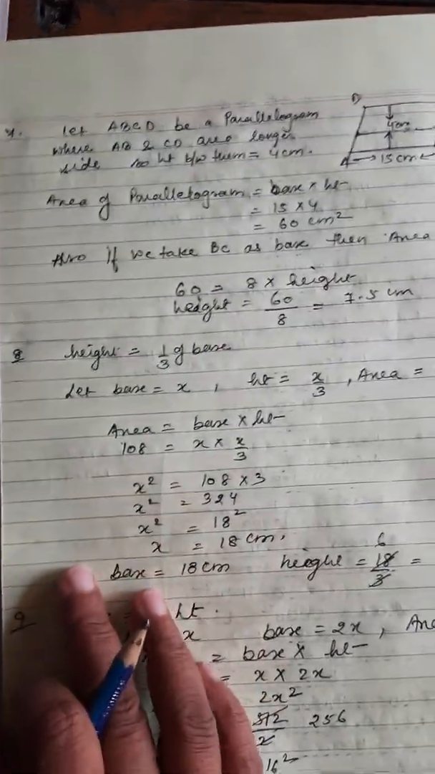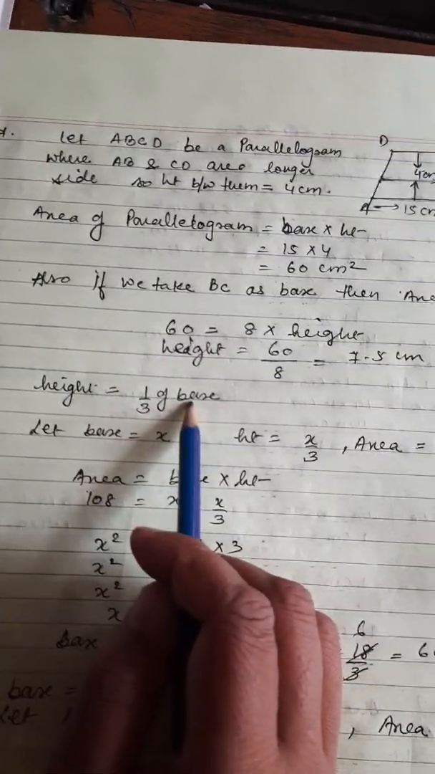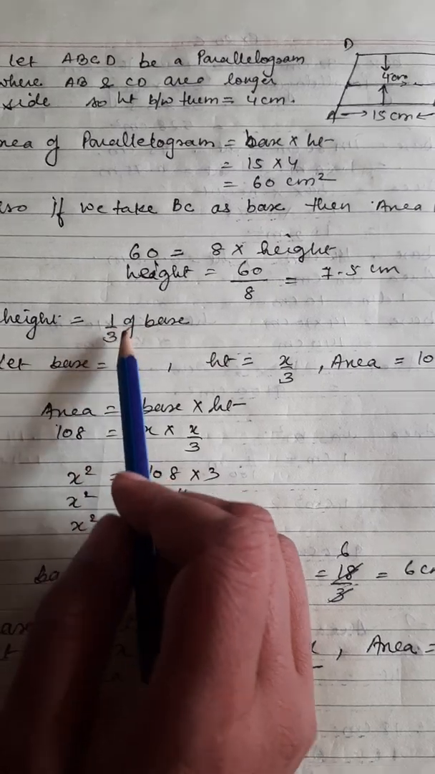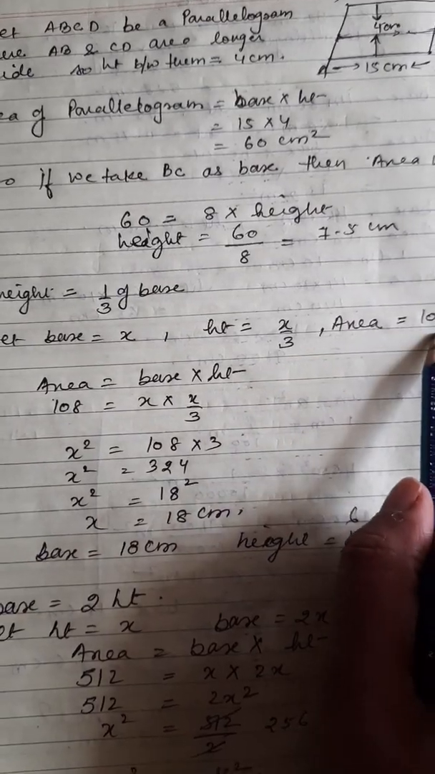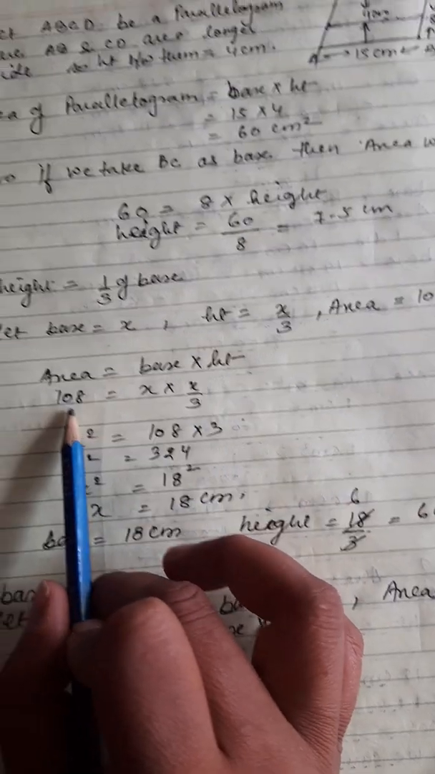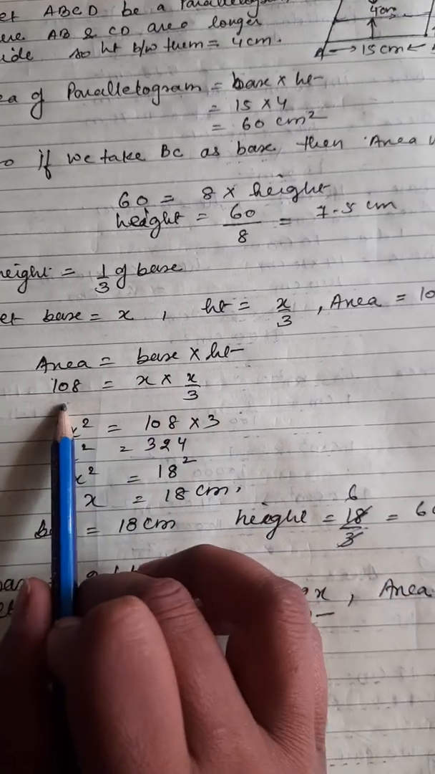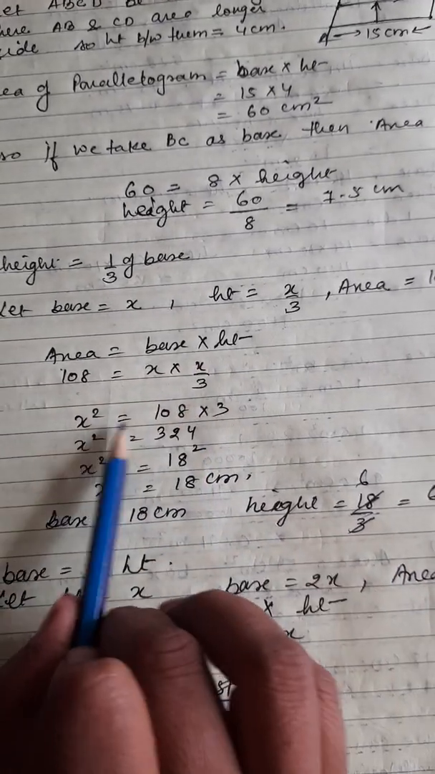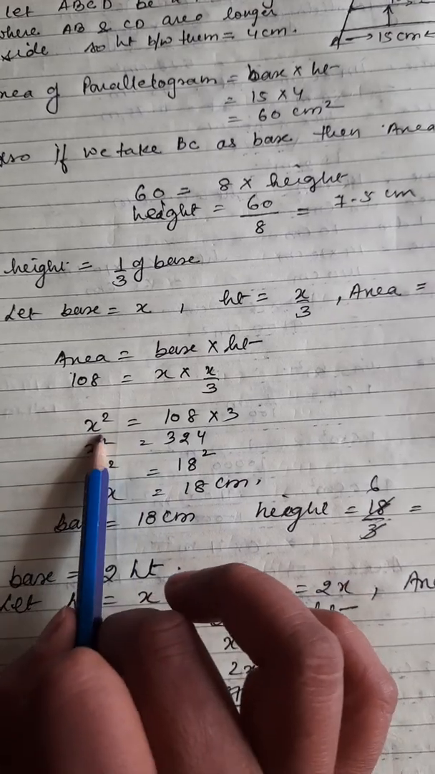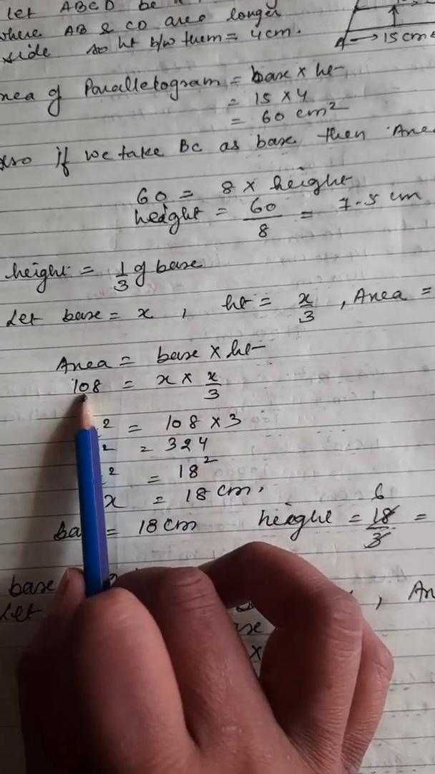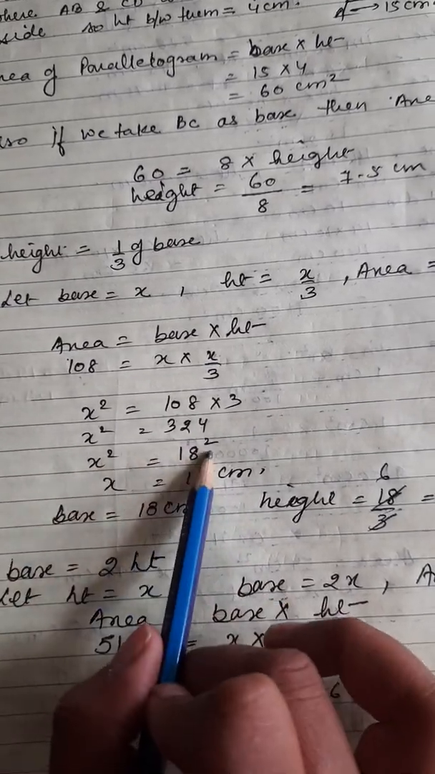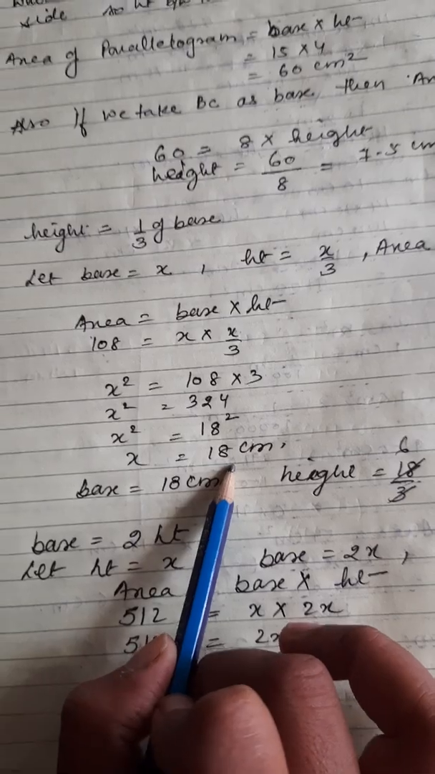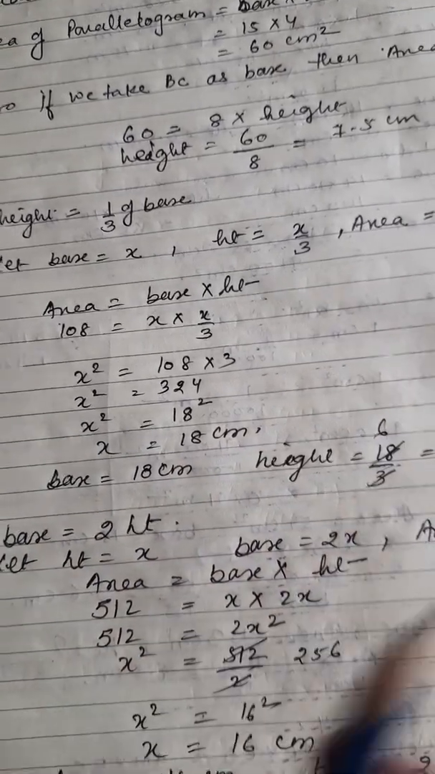What about in question number 8? They have given some relationship between height and base. So what is that? The height of a parallelogram is 1/3 of the base. If the area of the parallelogram is equal to 108 centimeter square, find its base and height. So 108 is equal to base into height. So 108 is equal to x into x by 3. So here x is square. x into x is equal to x square, and 108, this 3 goes to the upper side. So 108 into 3, 324. 324 is the square of 18. So x square is equal to 18 square. So x is equal to 18. Base is equal to 18 centimeter. Height का value ये आ गया.